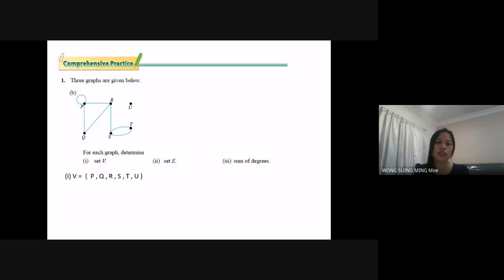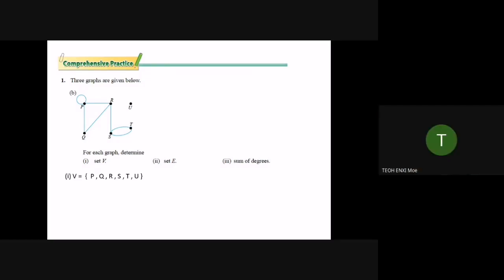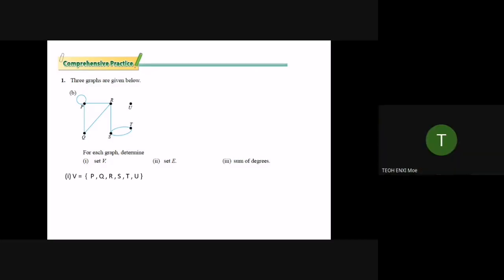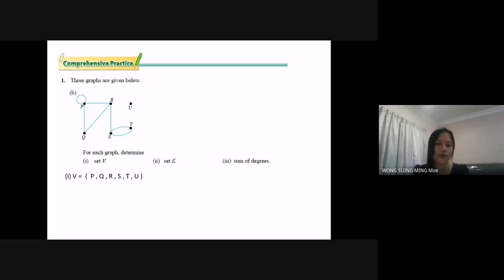Okay, so the second one, set E. Can you see here? Yes, teacher. So what is your answer for set E? Still remember what is set E? The edges. Yes, edges. So what is your answer? PQ, PS, QR, QT, RS, RU, ST. Okay, we check the answer.